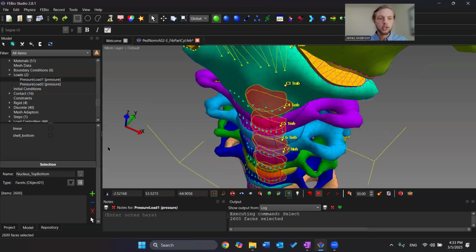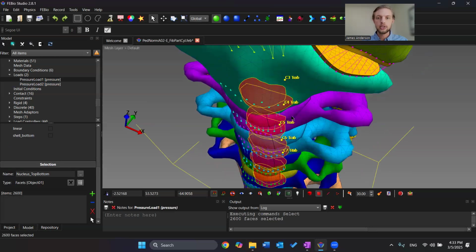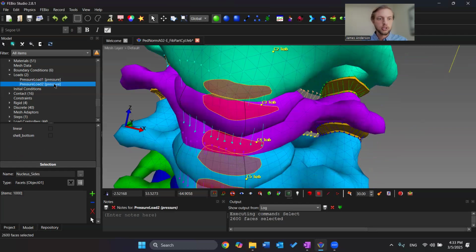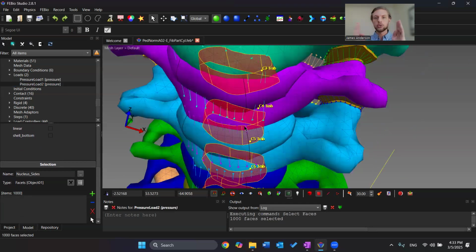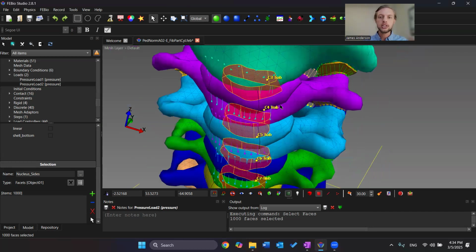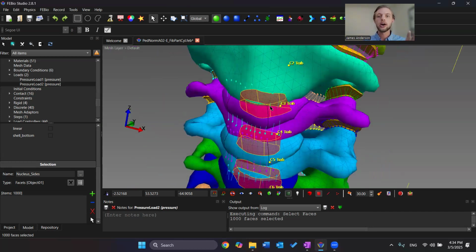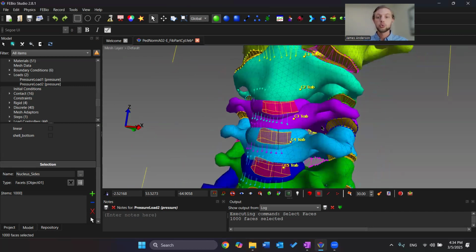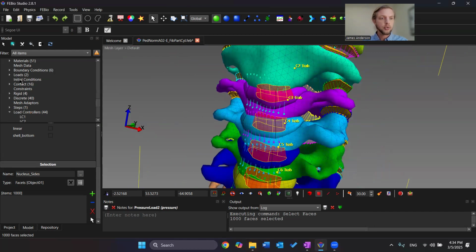So pressure load 1, which is the negative value, is assigned to the tops and bottoms of the intervertebral discs. Pressure load 2, which is the positive one, is assigned to the outer ring between the nucleus pulposus and the annulus fibrosus. And so that pushes out and pushes in, mimicking the load applied by the weight of the head, for example. And so this is how we pre-tension our intervertebral discs so that we get a very realistic response out of our models. So that's that. We can go into contact now.